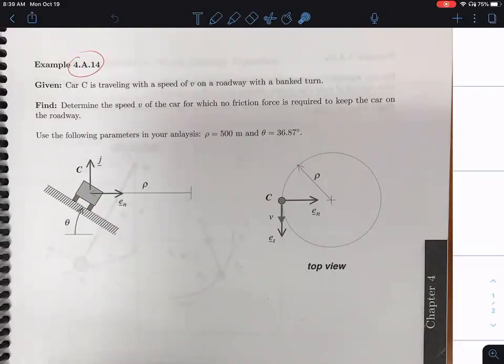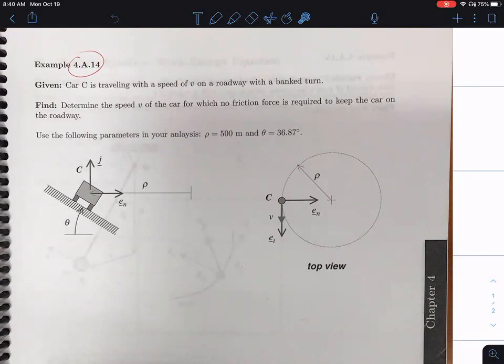And we want to determine the speed V of the car for which no friction force is required to keep the car on the roadway. Imagine if you have a slope, if you just put a car there, if there's no friction, that car is going to slide down. But here we're trying to find if the car has a speed going into the page, that car should stay in position without sliding down.